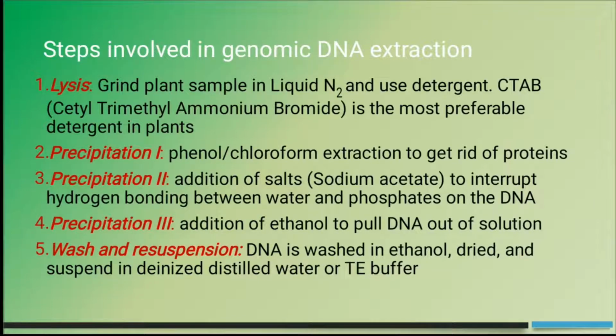Next step is precipitation 1. During this time, phenol chloroform is added. This will precipitate and eliminate the protein molecules. And during precipitation 2, addition of excess salt such as sodium acetate and alcohol may interrupt hydrogen bonding between the water molecules and phosphates of DNA, which tends to precipitate the DNA molecules.